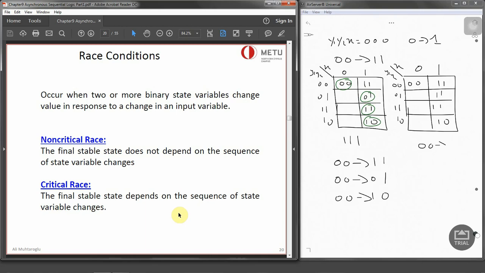Now, how can we avoid these race conditions? There are a couple of ways of avoiding the races. One of them is making a proper binary assignment to the state variables, so that the state variables are assigned binary numbers in such a way that only one state variable can change at any time when a state transition occurs in the flow table. Or we can avoid them by directing the circuit through intermediate unstable states with a unique state variable change. This is known as oscillation, which we are going to see next.